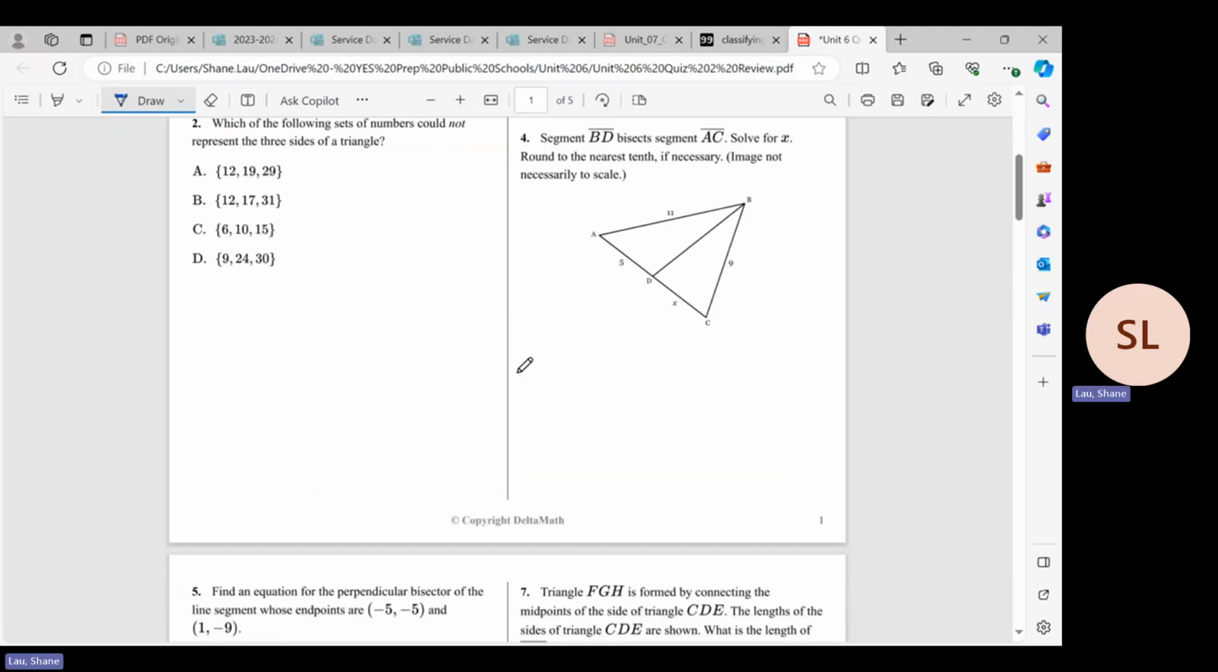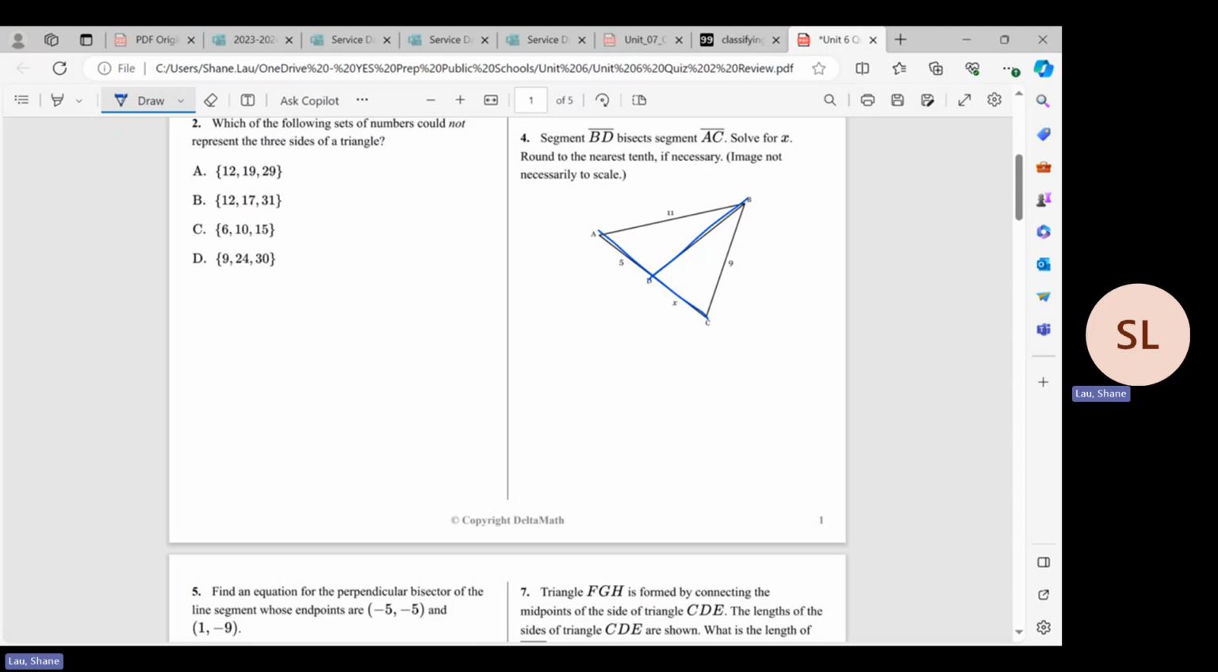And so here we get a segment, and we'll look at question 4. Looking at segment BD that bisects segment AC, and we're supposed to solve for x, round to the nearest tenth. This is not as hard as we may think.